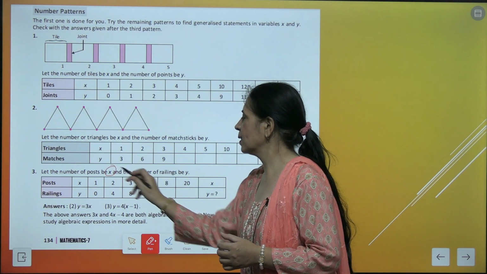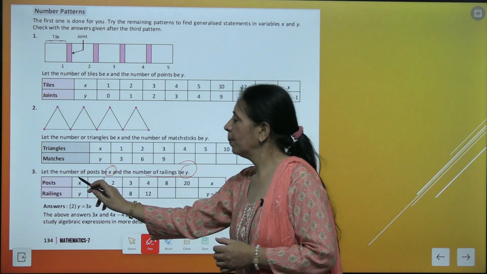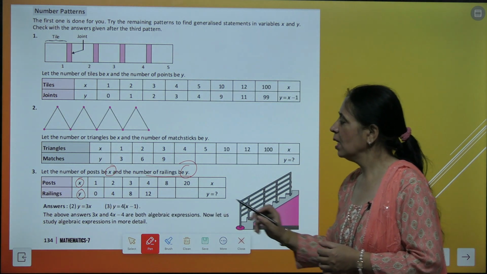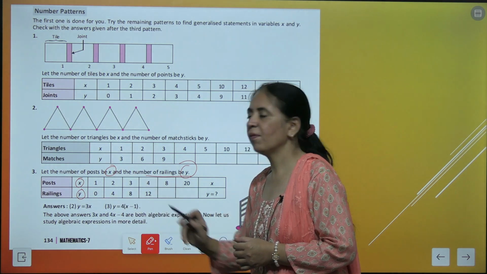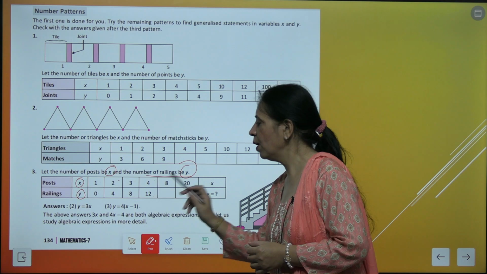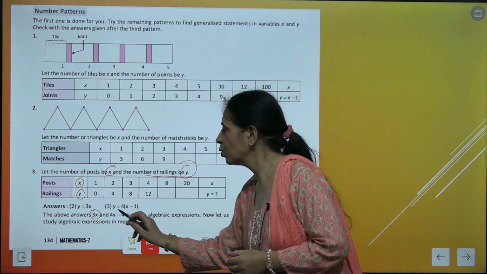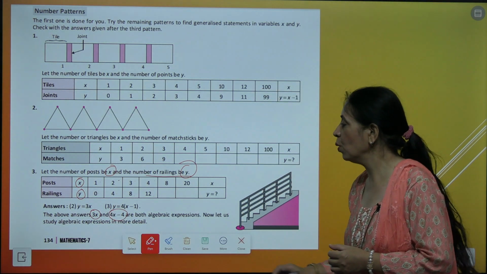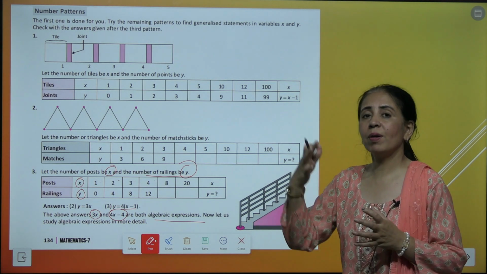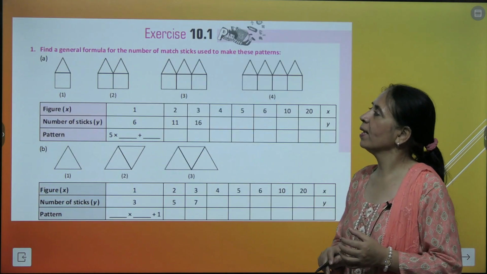Now we come to third example. Let the number of posts be x and the number of railing be y. So what do you see? हमने देखा कि पोस्ट और रेलिंग का एक रिलेशन बना है. कैसे बना ये रिलेशन? 1 post, we have 0, then 2, we have 4, 3, we have 8, 4, we have 12. So we observe that the above answers are 3x and 4x minus 4. They both are algebraic expressions, right? तो इस तरह से कोई ना कोई रिलेशन क्रिएट करते हैं और उस रिलेशन को हम बोलते हैं algebraic expressions.